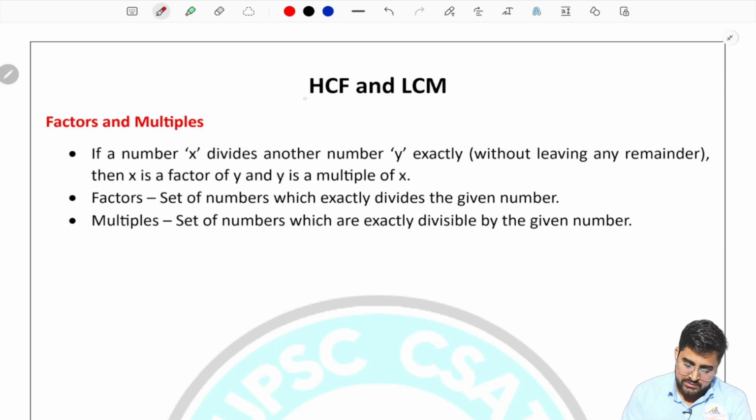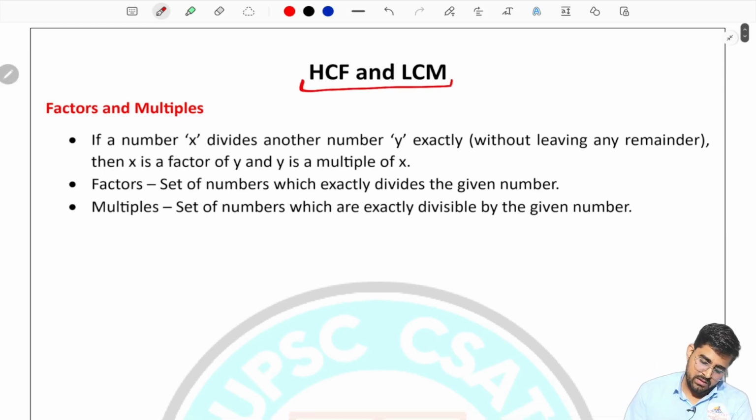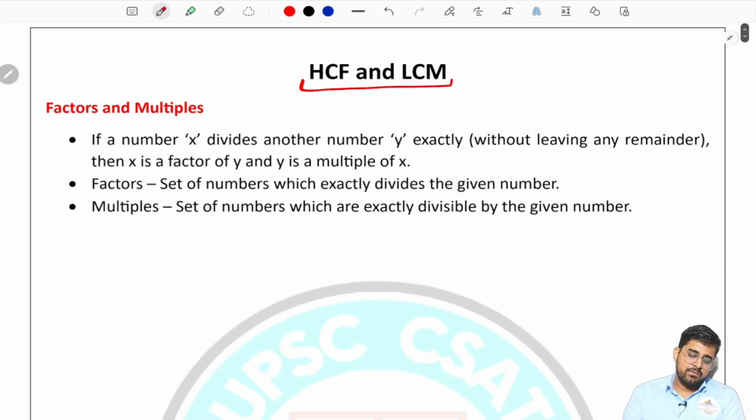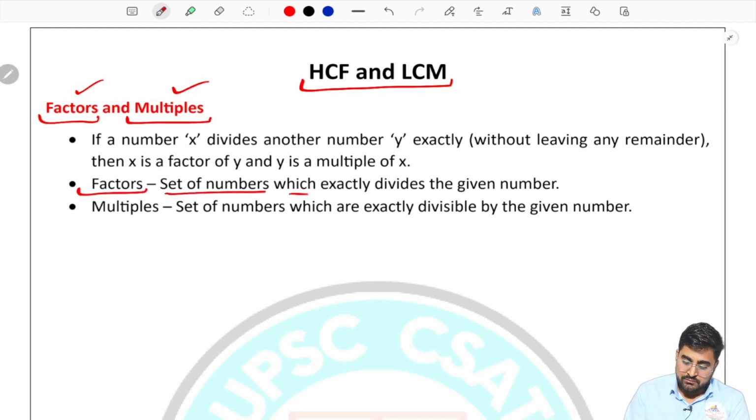Let us start today's lecture, HCF and LCM. Before starting the lecture, we have to study the basics of HCF and LCM, which are factors and multiples. What are they? Factors are a set of numbers which exactly divide the given number. For example, let's say we have a number called 8. So how many numbers are there which exactly divide the number 8?